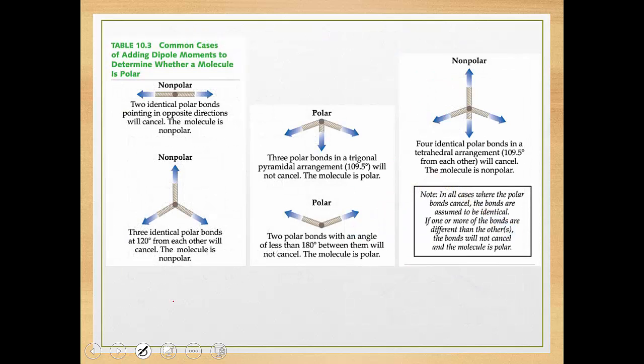Table 10.3 shows you some of the common cases of adding dipole moments and figuring out whether a molecule is polar or nonpolar. Okay, so nonpolar when you have 2 or 3 identical bonds pulling, or if you have all 4. So when you have the electron geometry being the same as the molecular geometry, as long as all the bonds are equal, it's nonpolar. But if you have any of those intermediate cases with lone pairs, those are usually going to be polar. And then again, for all of these nonpolar cases, that only is presuming that the bonds are equal.